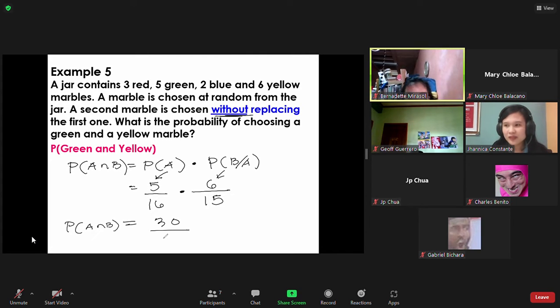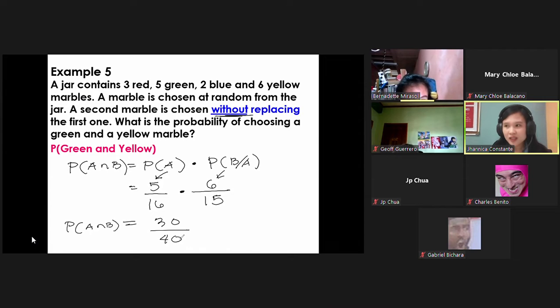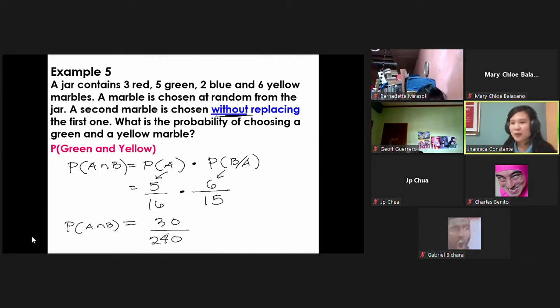So that is the probability that we will get a green and a yellow. Okay? That is for the dependent.